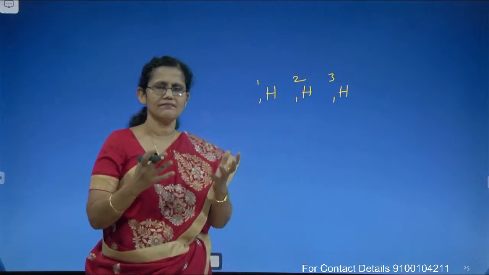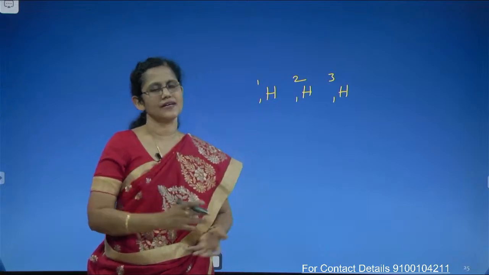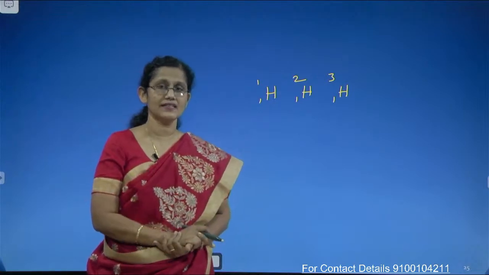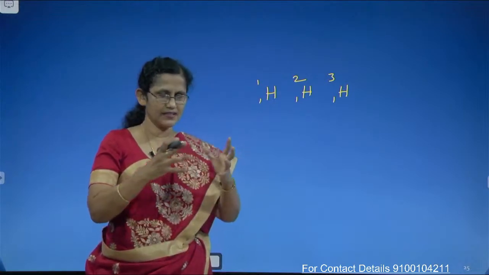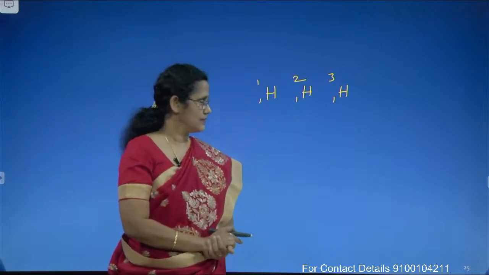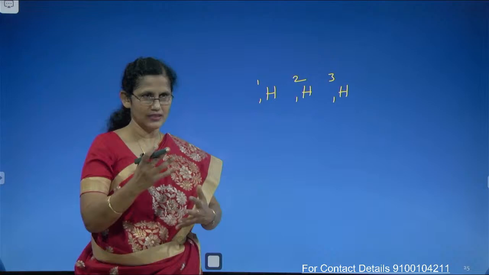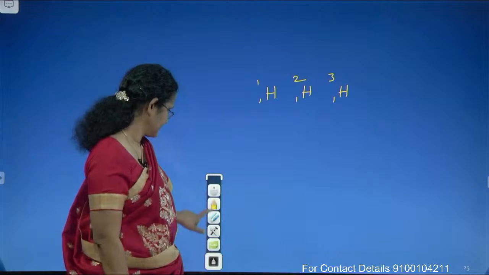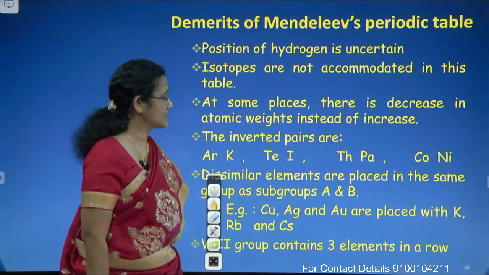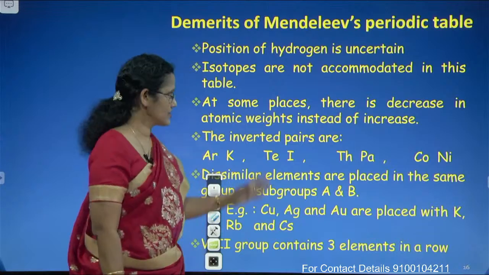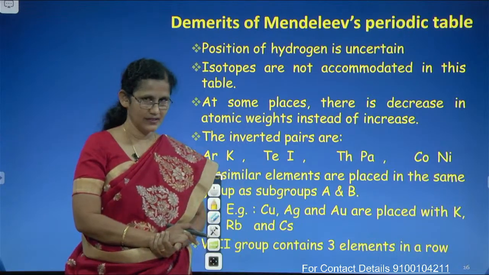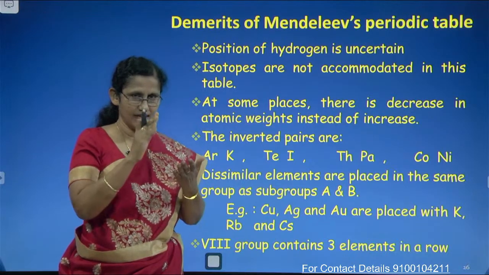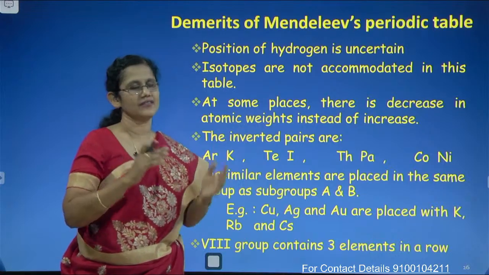Each and every element has different types of isotopes. To place all these isotopes in the main Mendeleev's table, everything will be disturbed, right. So the isotopes did not get a good position in Mendeleev's periodic table. We are discussing some drawbacks and limitations of Mendeleev's periodic table. The position of hydrogen is uncertain, and isotopes are not accommodated in the main table.